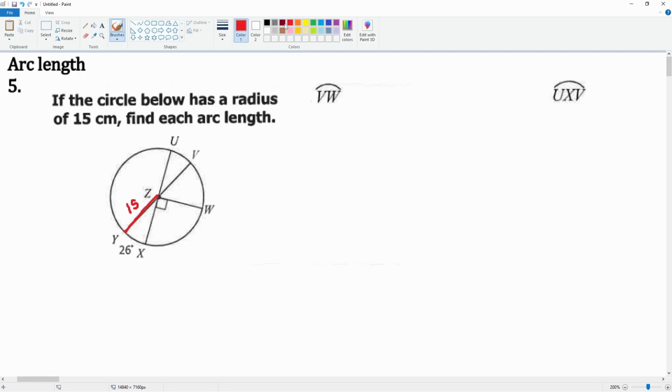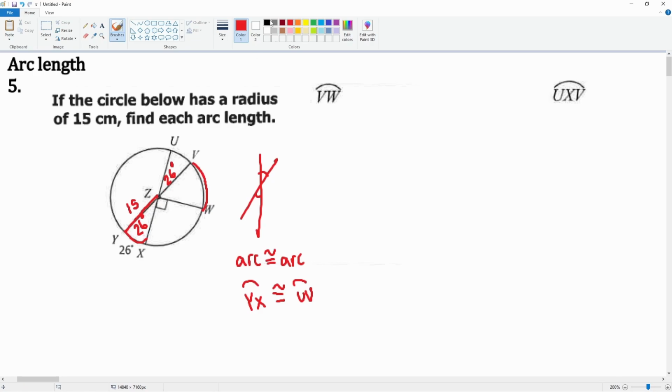Now we want to look at arc VW. Let's see how we can get this. If this is 26 degrees, this is also 26 degrees by vertical angles, because notice these are vertical. Does that make sense? Since they're vertical angles, the arcs have to be congruent. That means arc YX is congruent to arc UV. That's why it's 26.